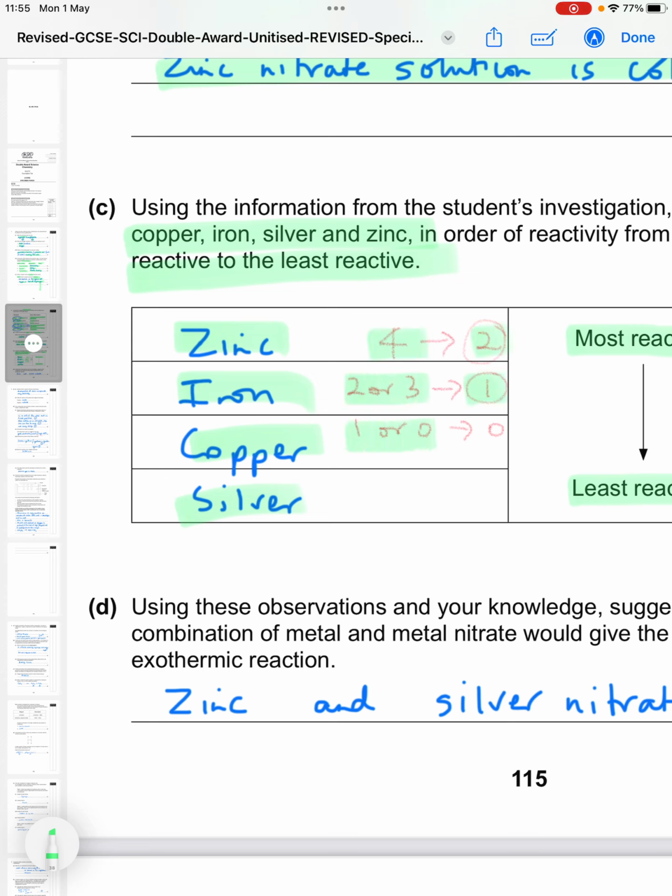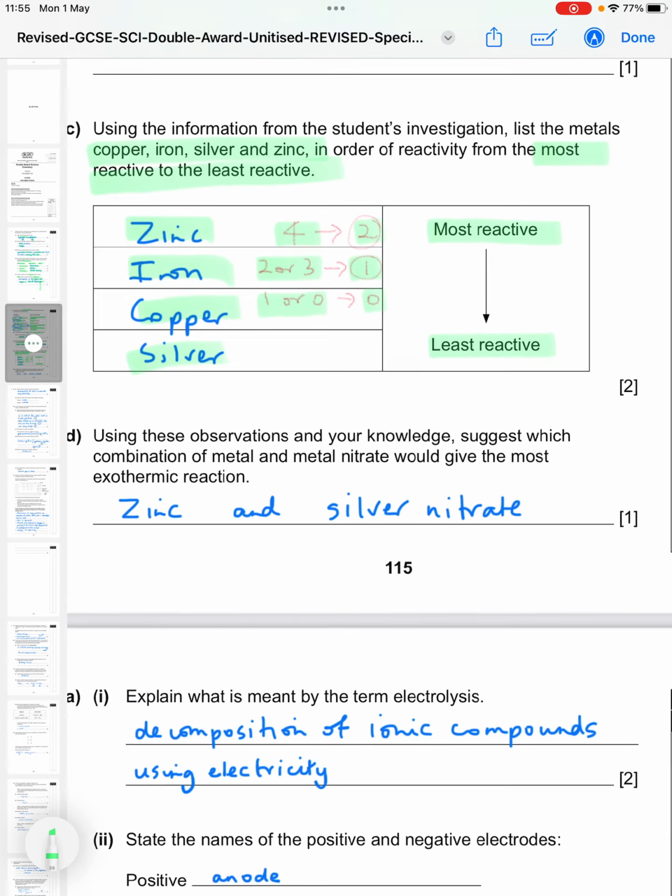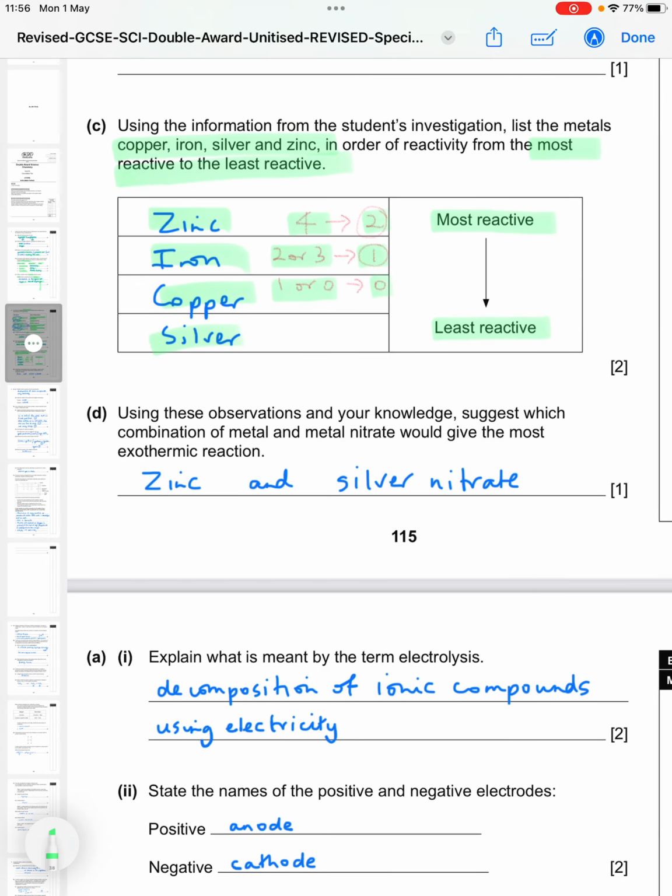And the way it was marked, if you got all 4 right, you got 2 marks. 2 or 3, you got 1 mark. And I'm afraid if you only got 1 or none right, you got 0.